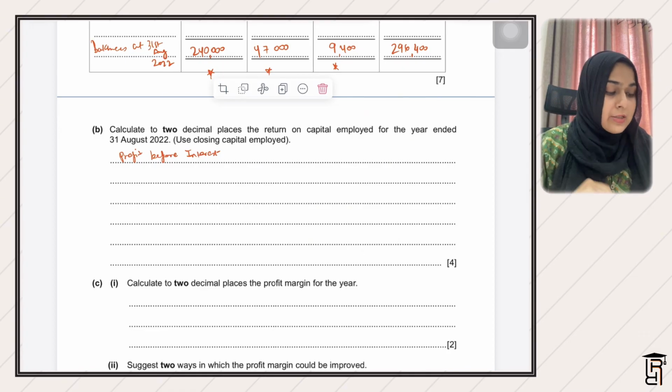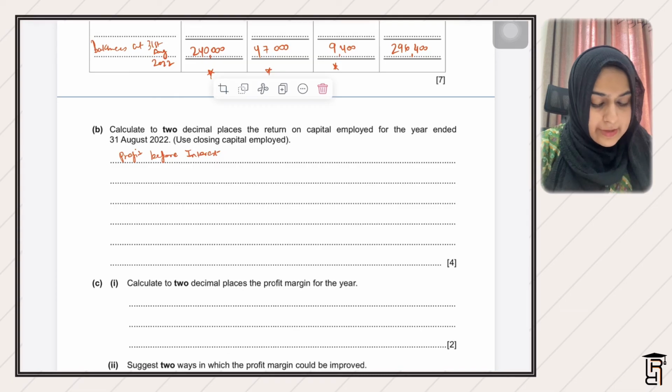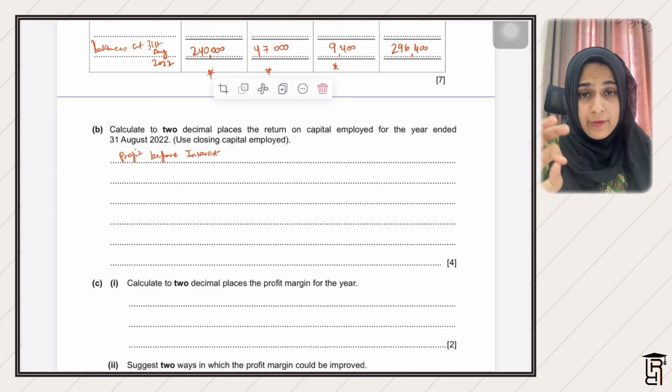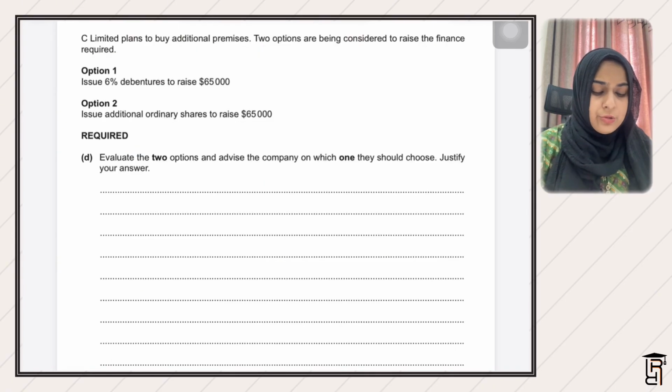So if we increase price, we should always see the competitor's price so that we price our products accordingly. In the next part, they are saying, C Limited plans to buy additional premises. Two options are being considered to raise the finance required. Option number one is to issue 6% debentures to raise $65,000. The other option is that they issue additional ordinary shares to raise $65,000.